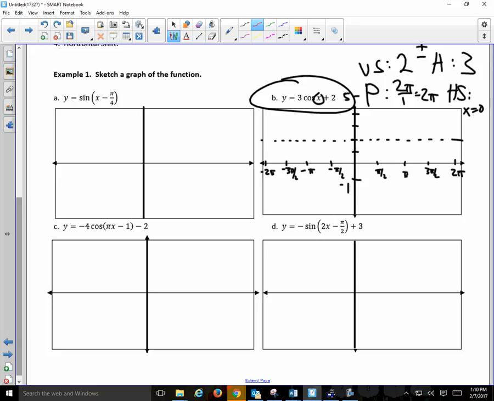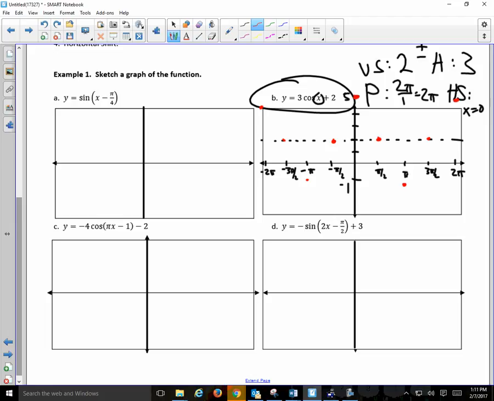Where do I start? Max, min, middle. Maximum. So you're going to start up at 5. Cross over, drop down, back up to the top. Anybody, how do I know to start at 5?